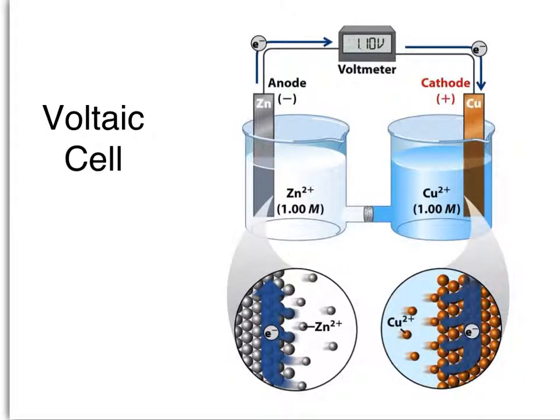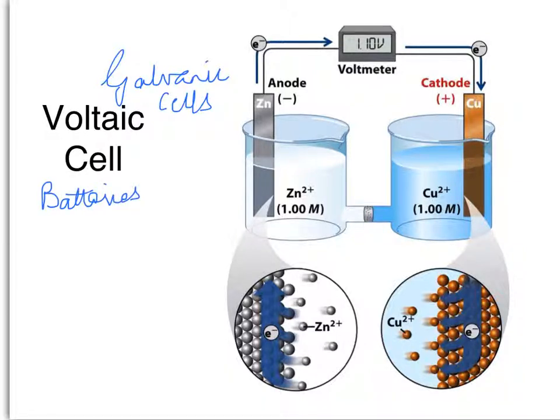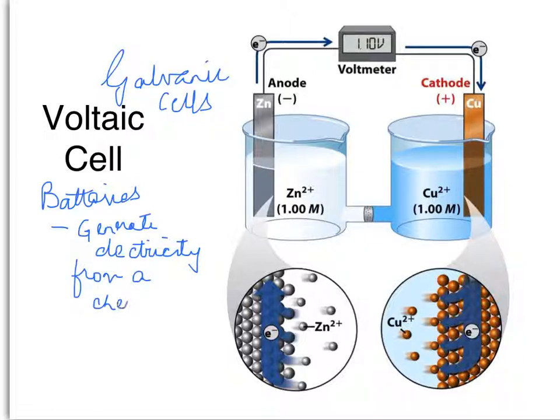All right, that brings me to voltaic, or what are called galvanic cells. All right, what are these? These are essentially batteries. That means these will generate electricity from a chemical reaction.